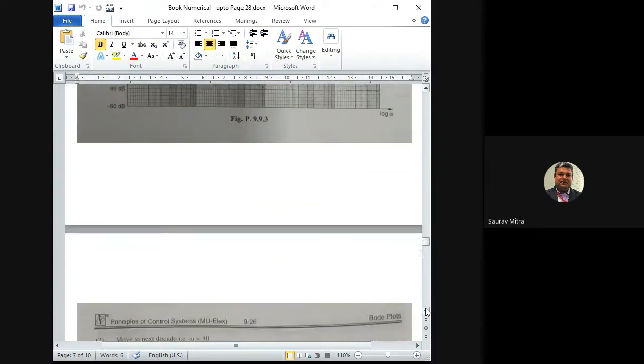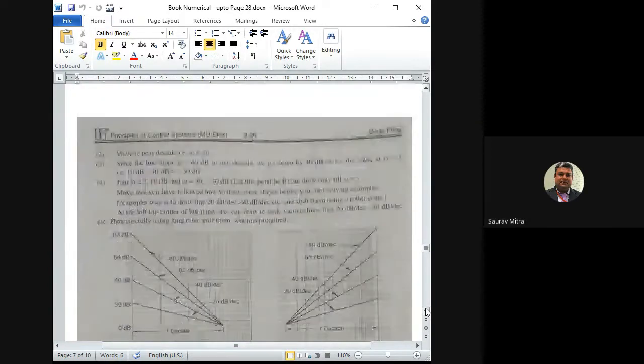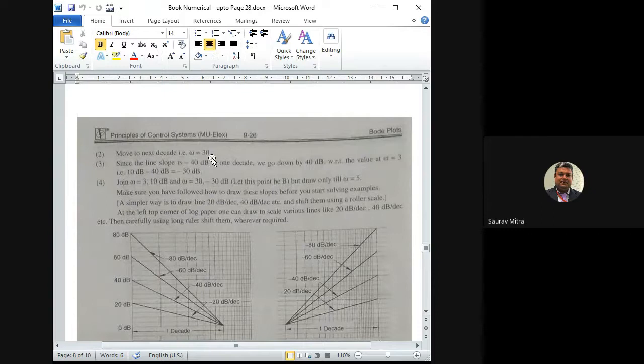So the process is explained on the next page. It says move to the next decade, omega equal to 30. So 3 is given, we have to go to 30. The line we are going to draw has a slope of minus 40 dB per decade, so we go down 40 dB from the existing dB. At point 3 the dB is 10, so we have to go to minus 30 dB. So the next point is 30 comma minus 30.